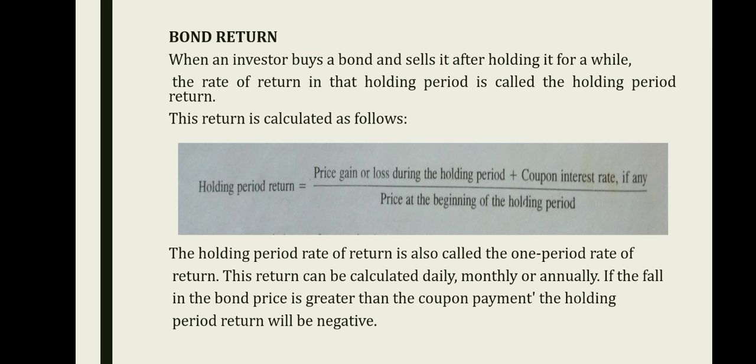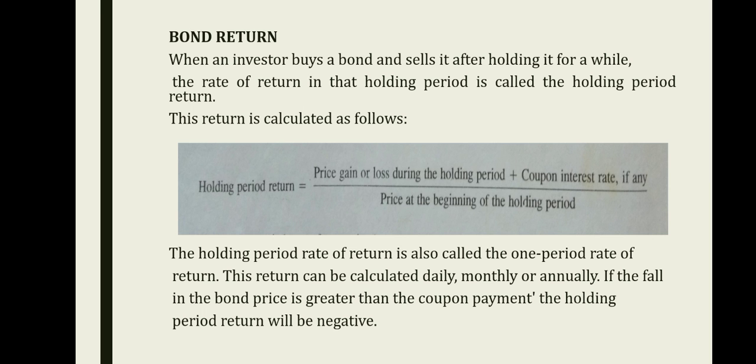Next concept is bond return. When an investor buys a bond and sells it after holding it for a while, the rate of return in the holding period is called the holding period return. The return is calculated as follows. Holding period return is equal to price gain or loss during the holding period plus coupon interest rate, if any, divided by price at the beginning of the holding period.